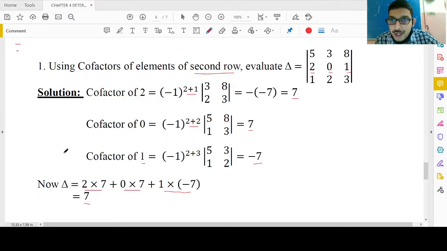Similarly, if you take any row or any column and multiply with their corresponding cofactors and take the sum of the product of those, then you will always get the value of the determinant. This is another compact way of finding the value of the determinant, that is, multiply each element of a row with the corresponding cofactor and take the sum.